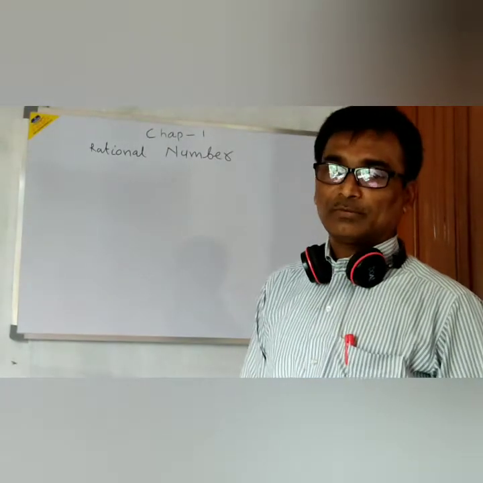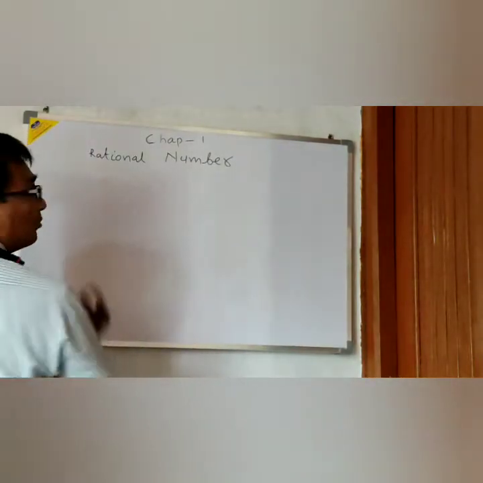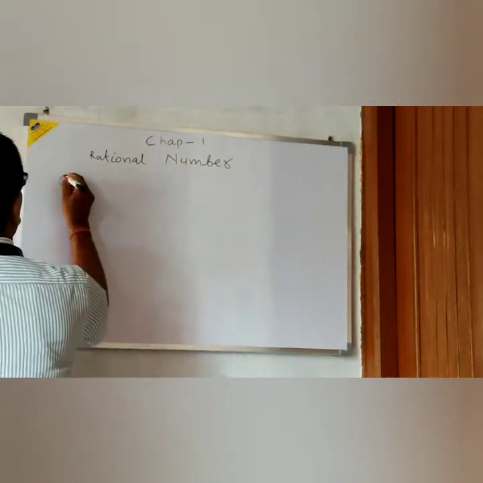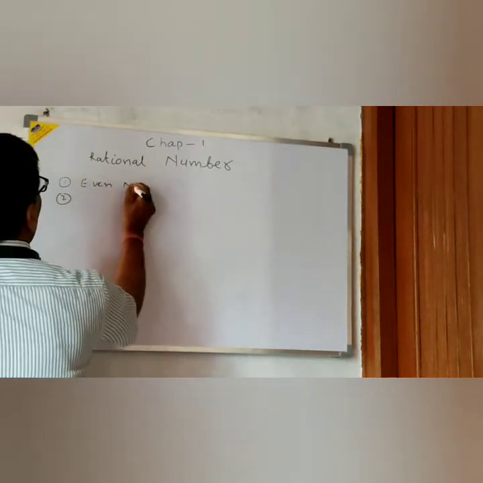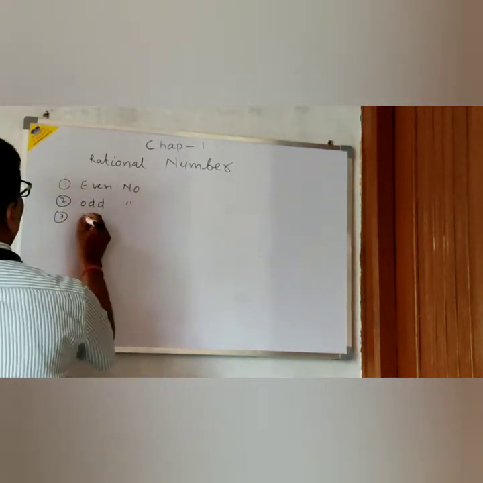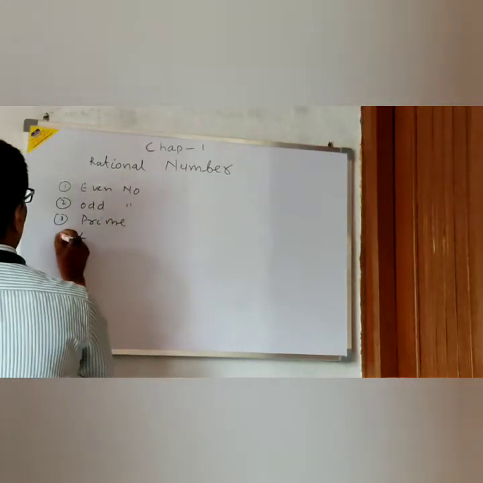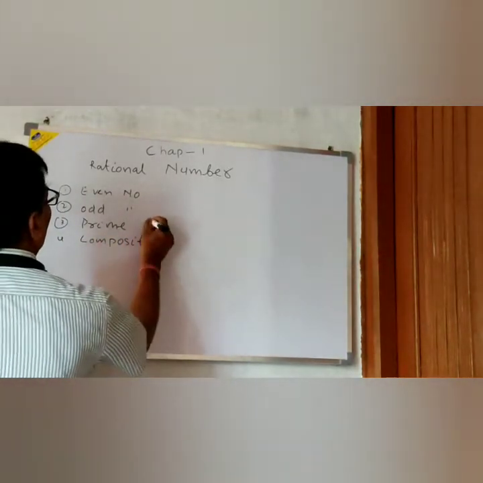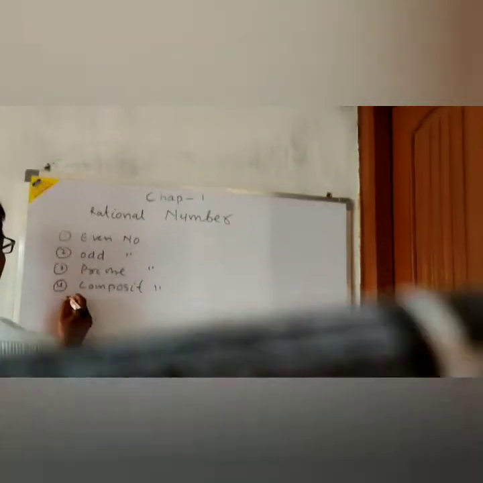Before starting rational numbers, I want to tell you about the number system. There are many numbers you learn in this class, for example, even number, odd number, prime number, composite number, and so on.